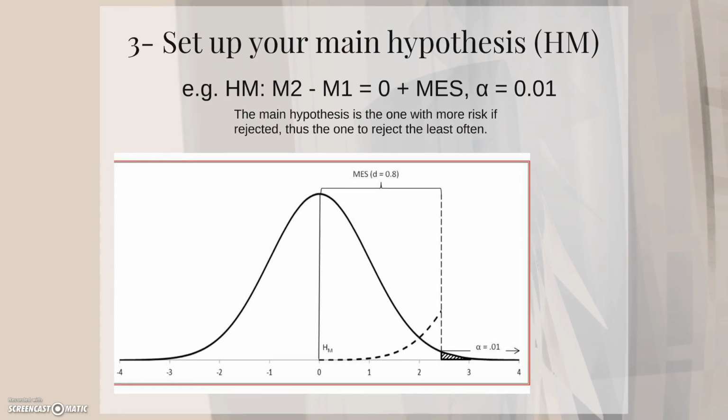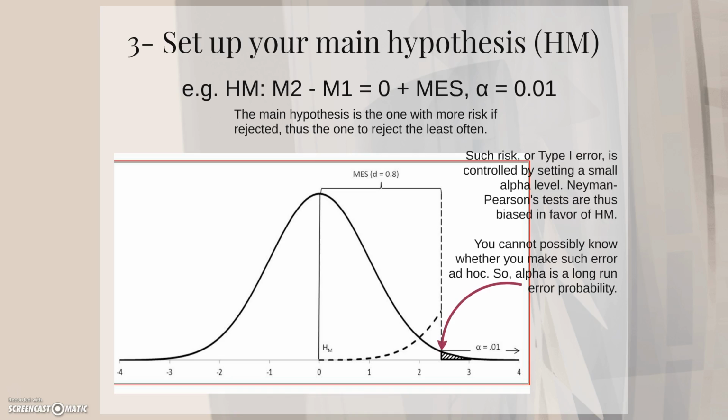So, the third step will be to set up this main hypothesis. Now, the main hypothesis is the one with more risk if rejected, so it's the one that you want to reject the least often. Such a risk, or type 1 error, is controlled by setting a small alpha level.